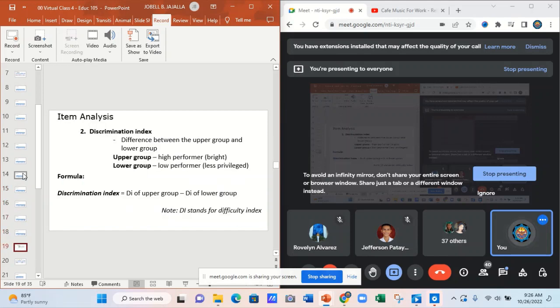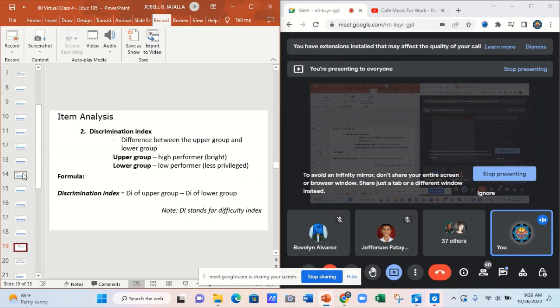Okay? Now, let's jump to the discrimination index class. When we say discrimination index, this is just the difference between the upper group and the lower group. Okay, now let's introduce the concept of the upper group and the lower group.